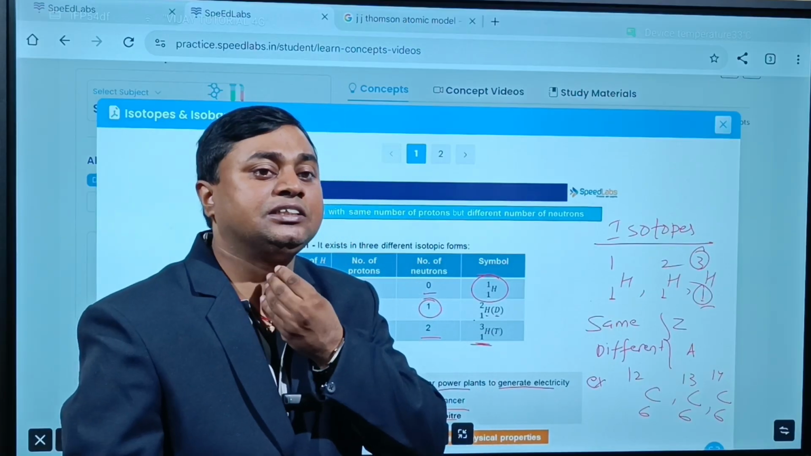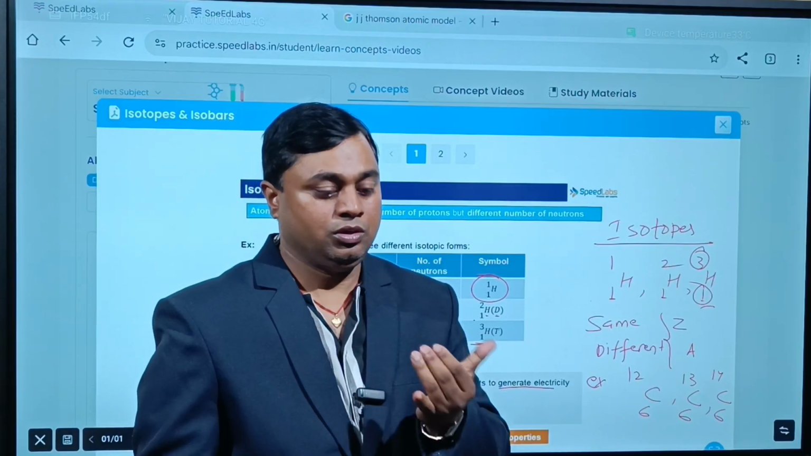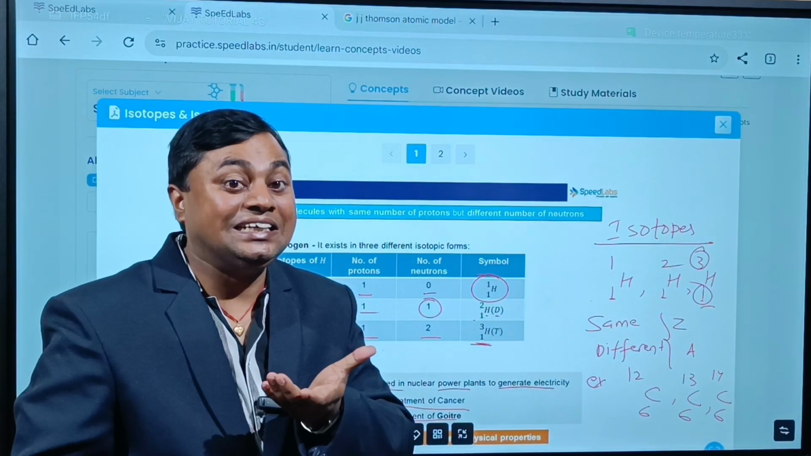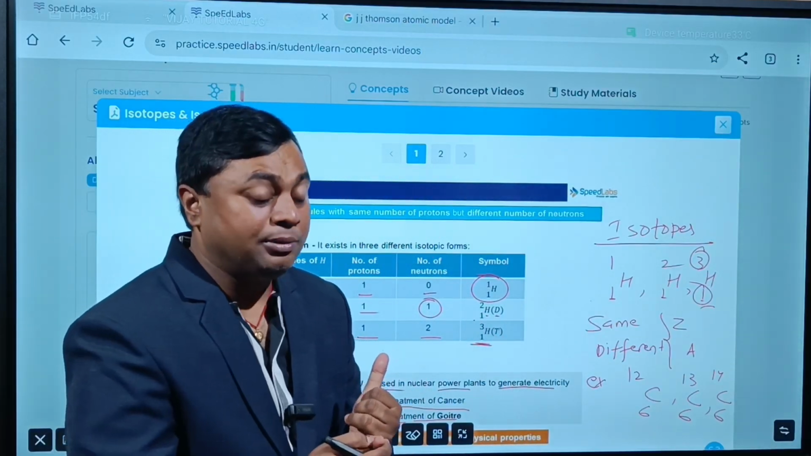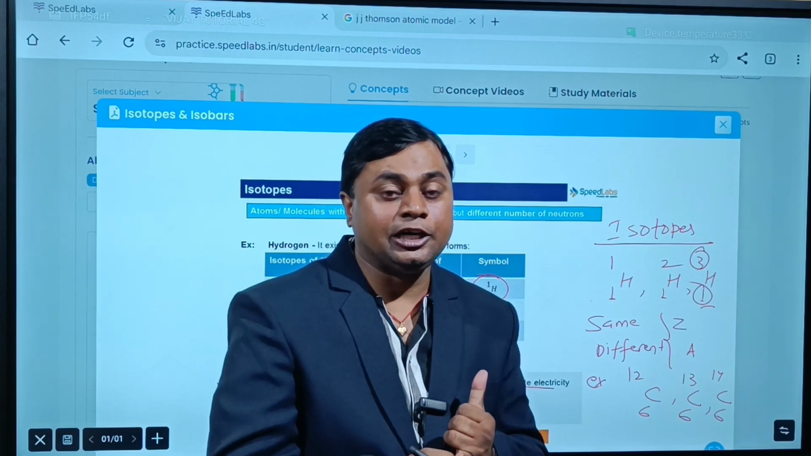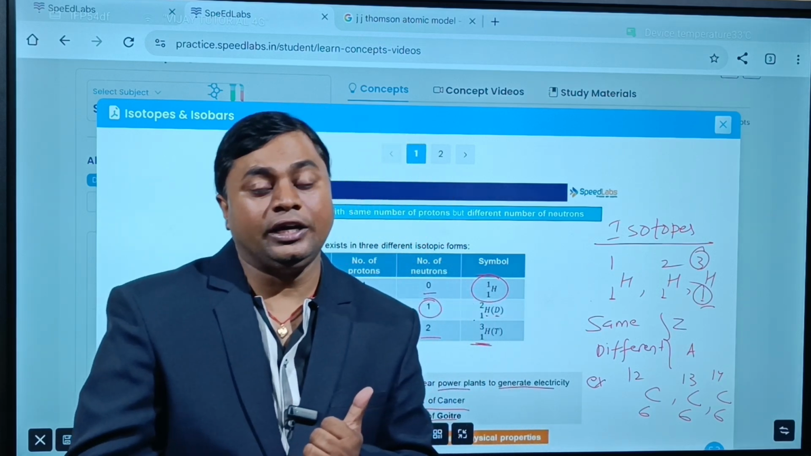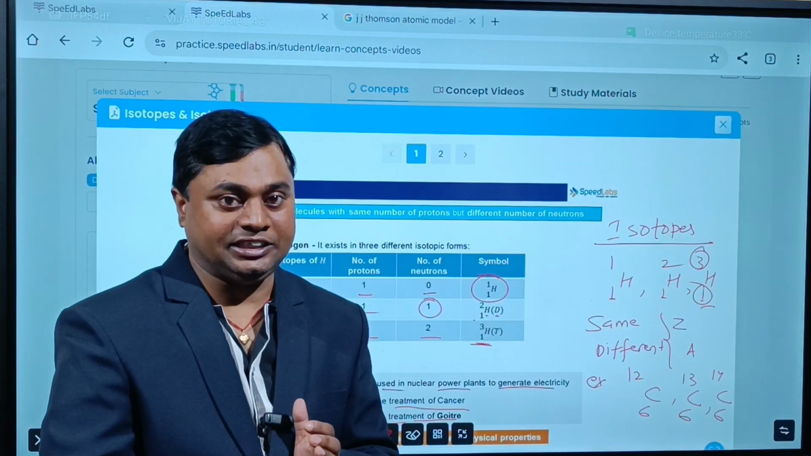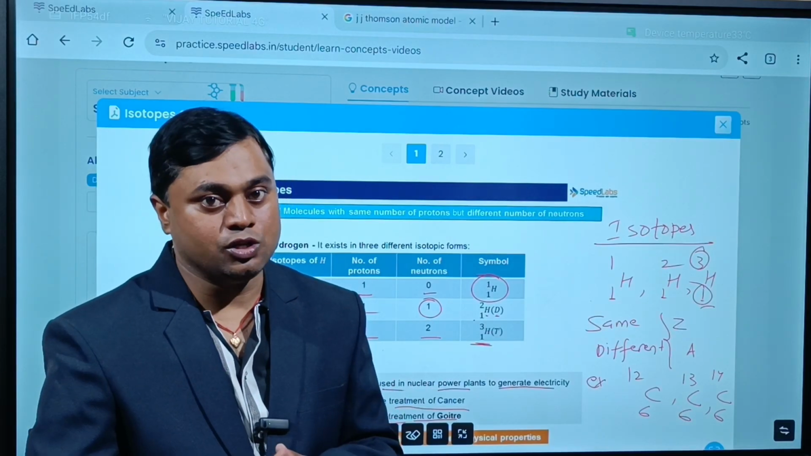Goiter is a disease in which the thyroid gland protrudes out, it is enlargement of thyroid gland. Similarly, isotopes of cobalt is used in the treatment of cancer. Isotopes of uranium is not used in treatment, it is used to generate electricity. As a nuclear fuel also we can use.